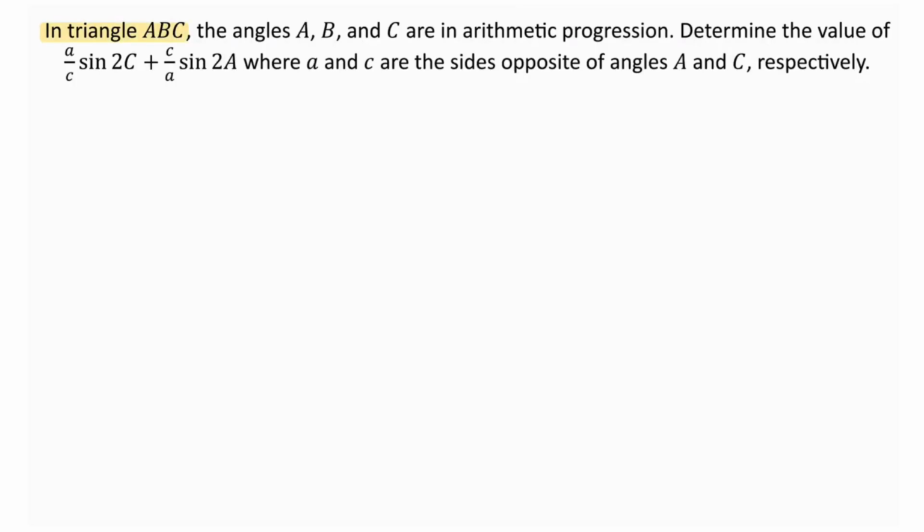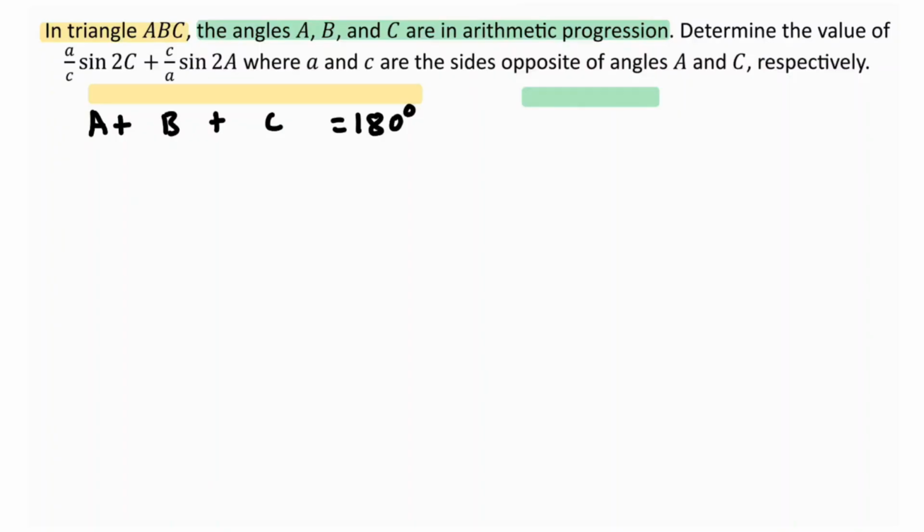So we're given triangle ABC. That means the three angles should add to 180 degrees. Next, we have angles A, B, and C are in arithmetic progression. Arithmetic progression is basically like an arithmetic sequence. So if you have, let's say, A, B, and C, from A to B, we're going to add some kind of common difference to A to get to B, and we're going to add that same common difference from B to get to C.